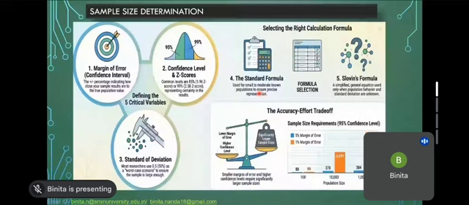So for a 95% confidence level, the Z score will be 1.96. There is a calculation for this. If you have a doubt or if you are not aware, you can ask me at the end of the session. If time permits, I can also explain.